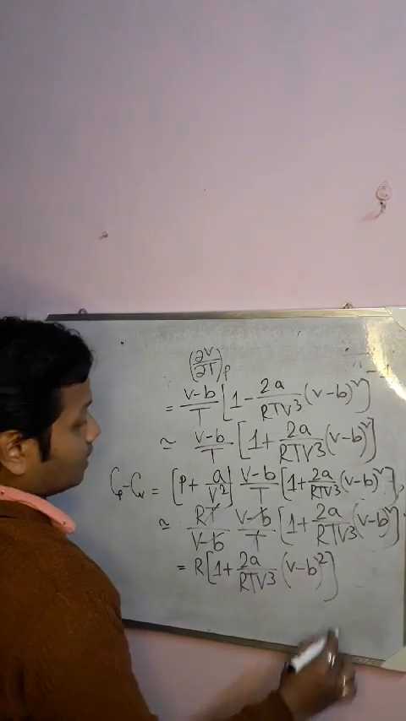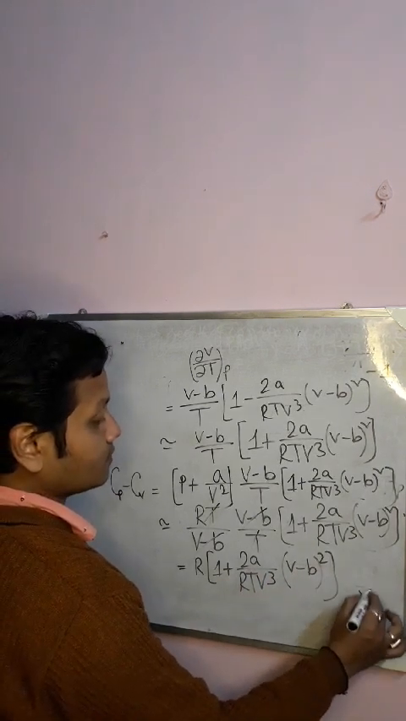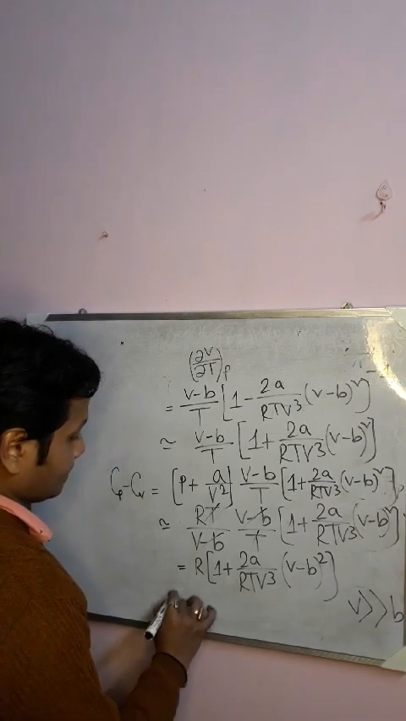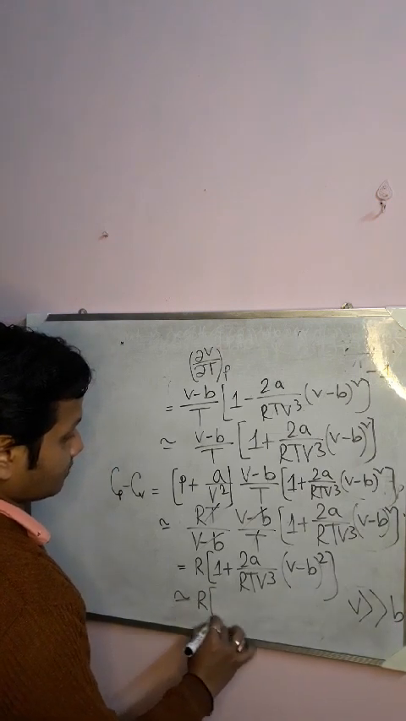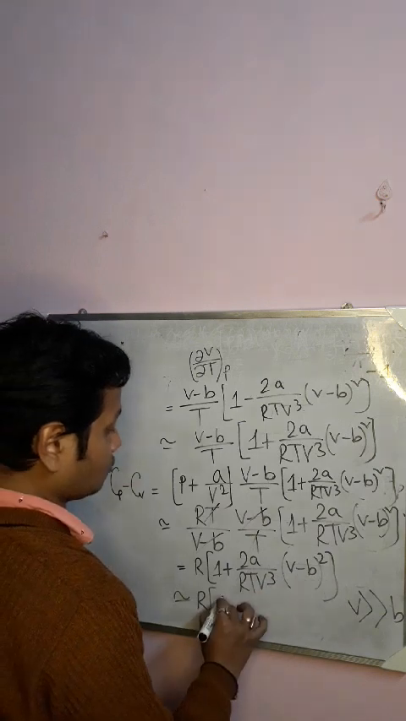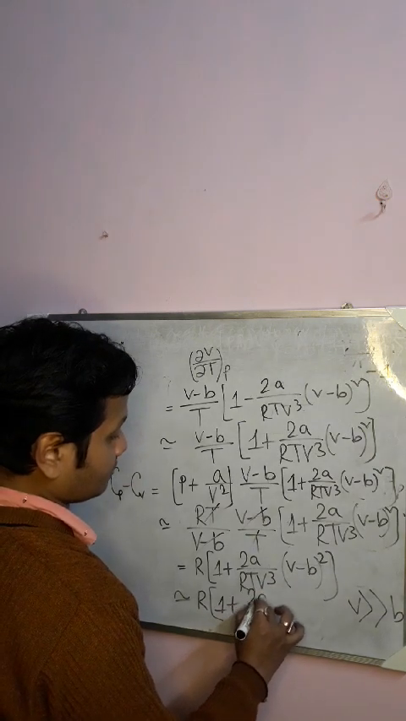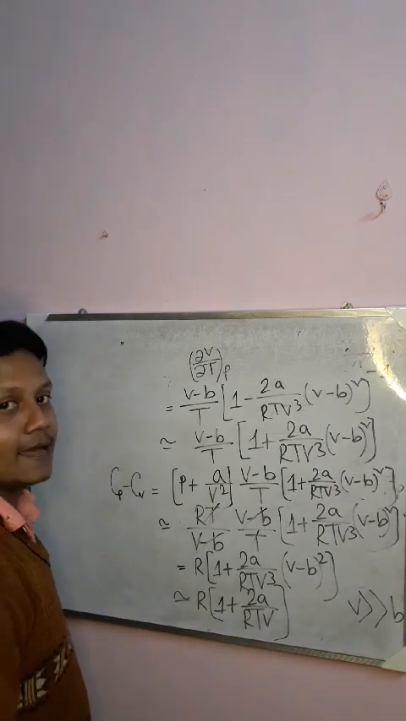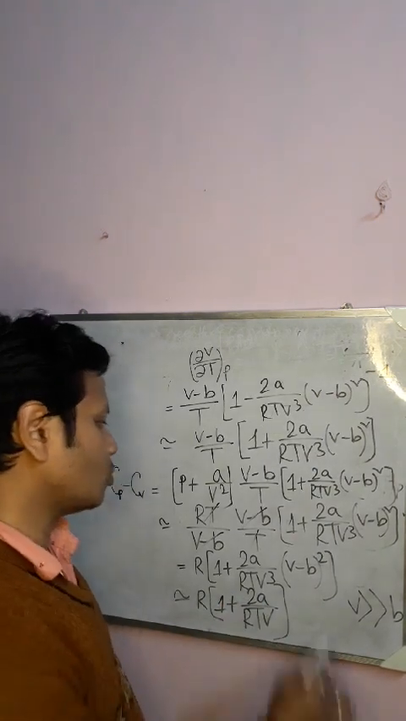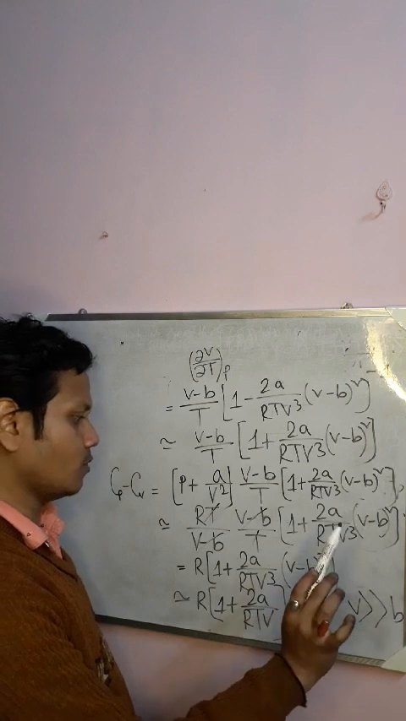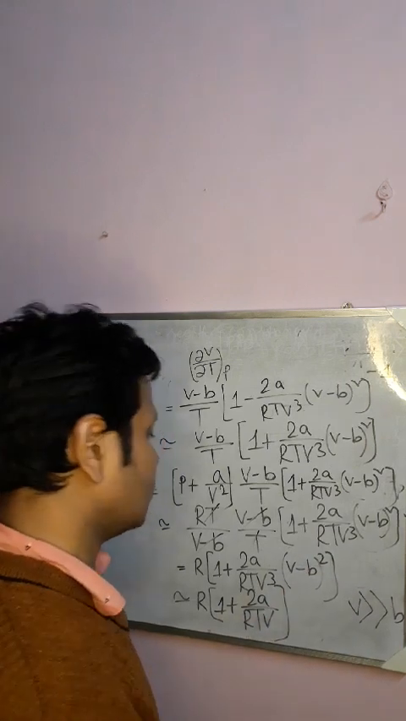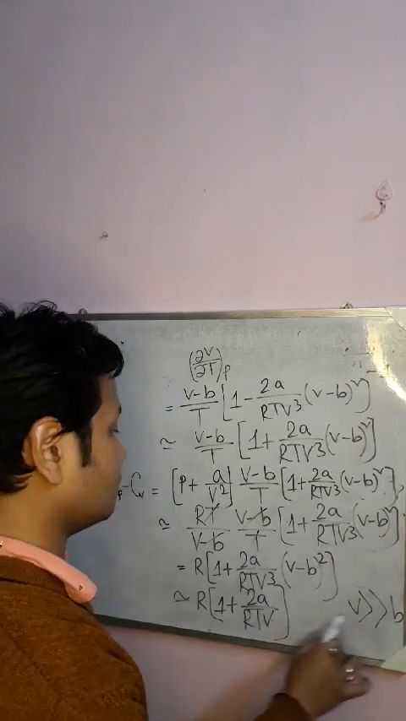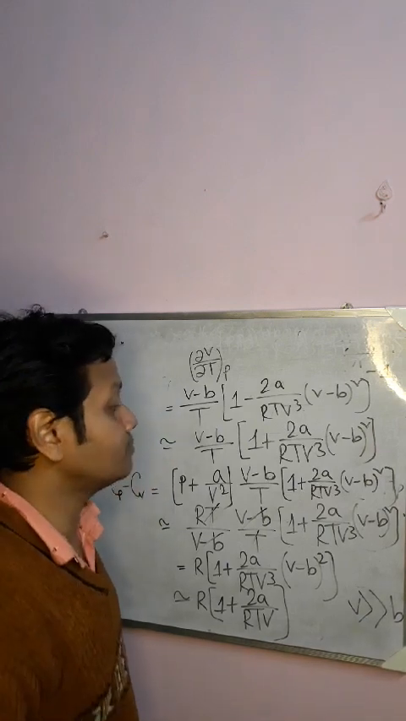Now if you apply the approximation that V is very much greater than B, then you can also ignore this term in the bracket. So it becomes V square, and there is a V cube, so this term becomes 2A by RT V. So we simplify it and arrive at this result. You can also stop up to this, no problem. And you can also go up to this by assuming V very much greater than B.